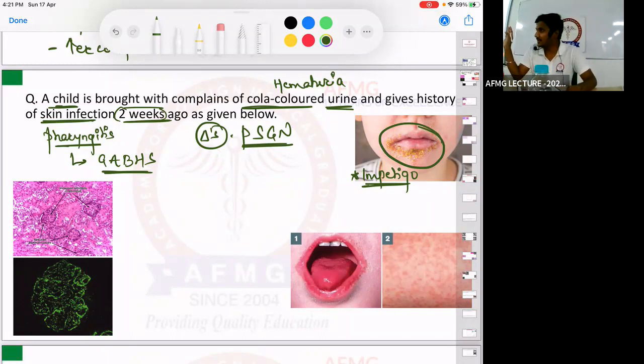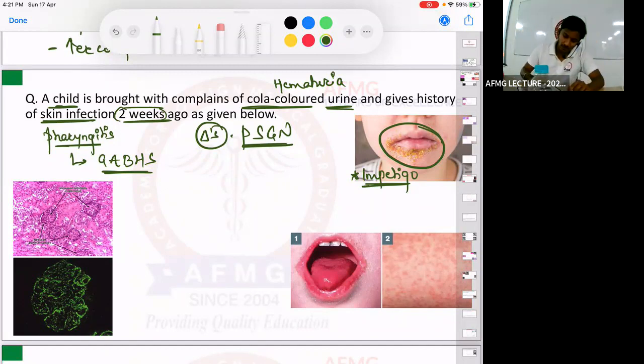ठीक है, तो PSGN समझ गए क्या होगा? There would be a history of skin infection like impetigo or pharyngitis with which organism? Group A beta hemolytic streptococcal. And following 2 to 3 weeks after, the child will present to you with complaints of hematuria or cola-colored urine. Sore throat या pharyngitis की history होगी. Now the child presents to you with the diagnosis of PSGN.